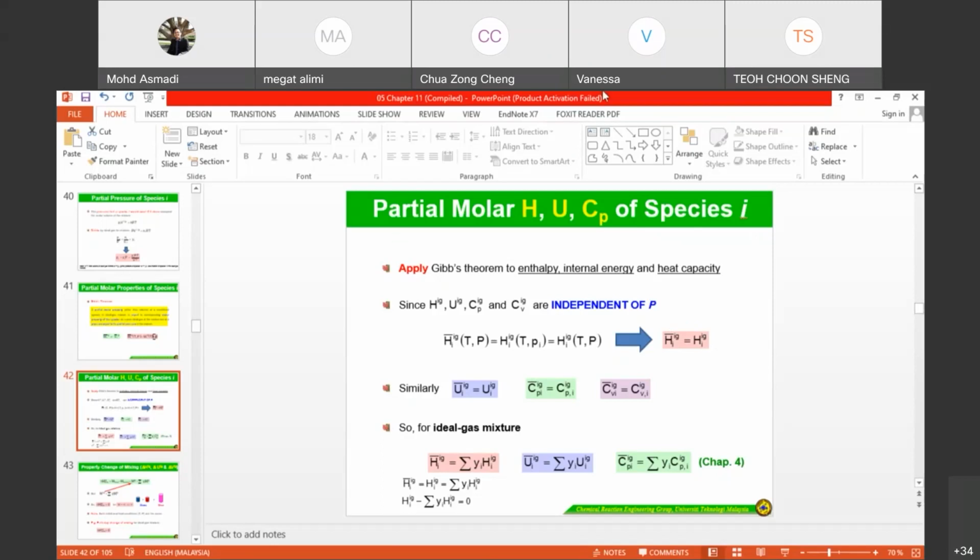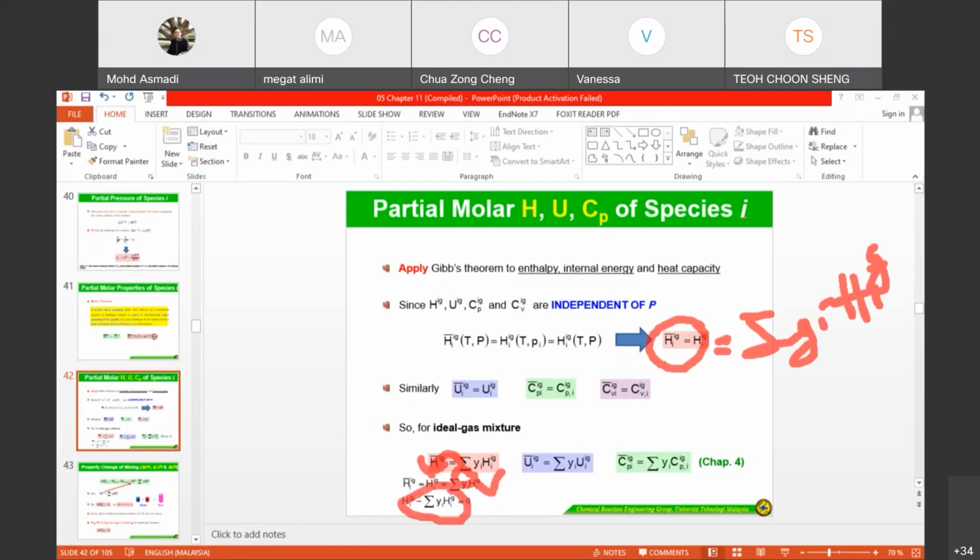So for an ideal gas mixture, this is a derivation from the property change of mixing. Y is equal to 0, right? Since H bar equals H_i^ig, this is equal to the summation of y_i H_i^ig. So it's similar, and you bring this to the left side, so you can get this equation.